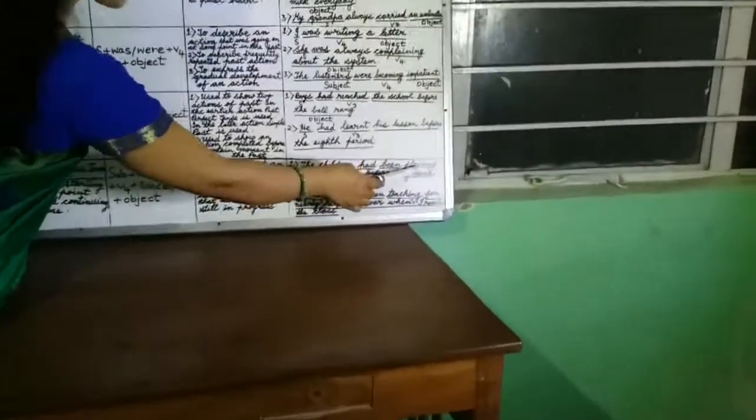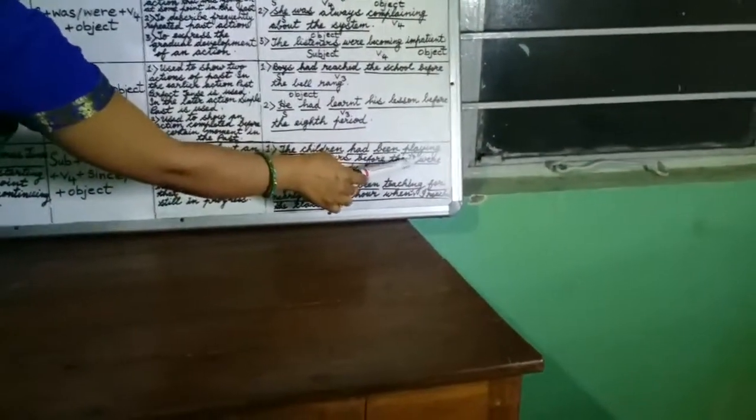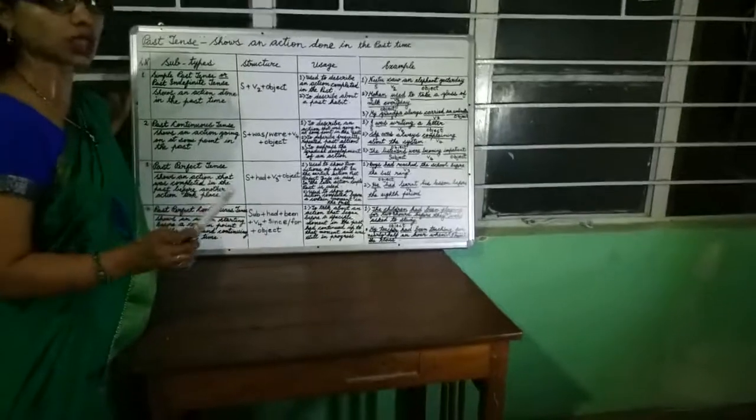You can see subject plus had plus been plus playing. Playing is the fourth form of verb, and before it is always used with continuous tense only. And the rest part of the sentence is the object, as I told you earlier.